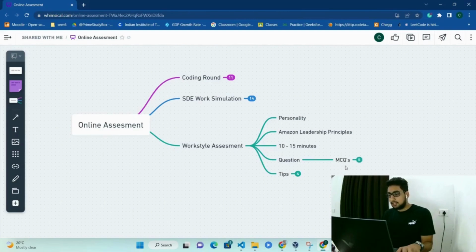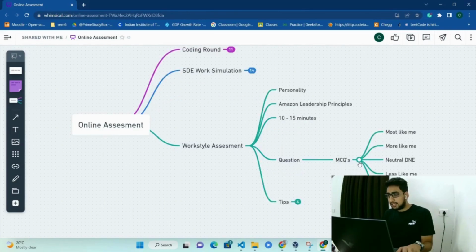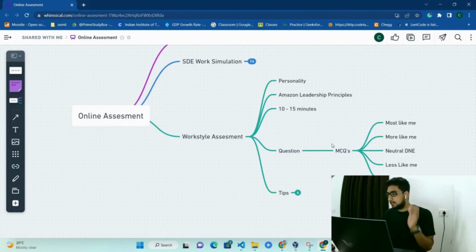The type of question will be MCQ only. You'll be given a scenario or a situation describing your behavior. Suppose there is a situation, this situation occurred, and there will be a behavior, you will be behaving like this. Now you have to select, okay, I am most like this, I am more like this, I am less like this, or I am least like this. This neutral option is found in many behavioral tests, but at Amazon, neutral doesn't exist. So either you have to go with the positive part, or you have to go with the negative part.